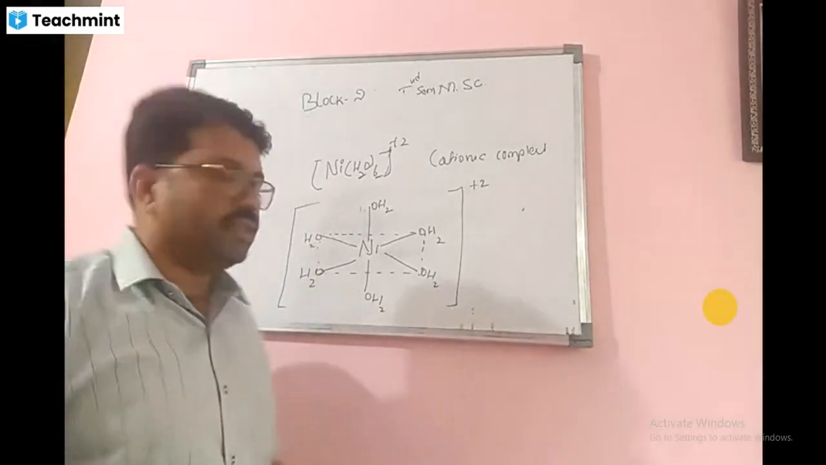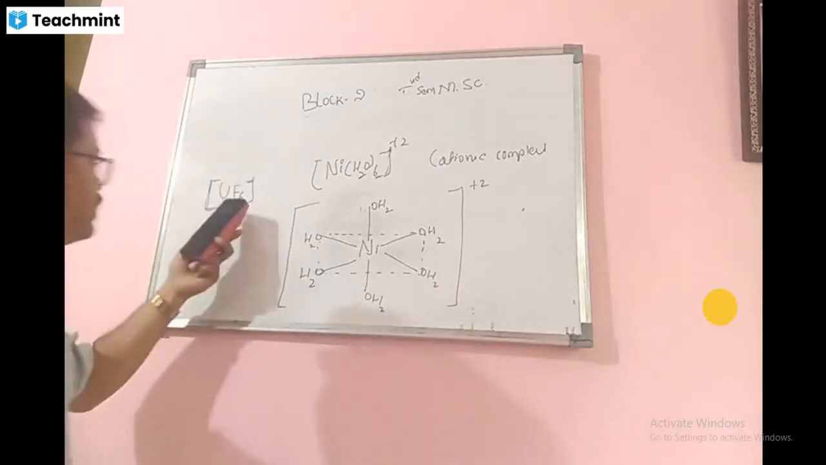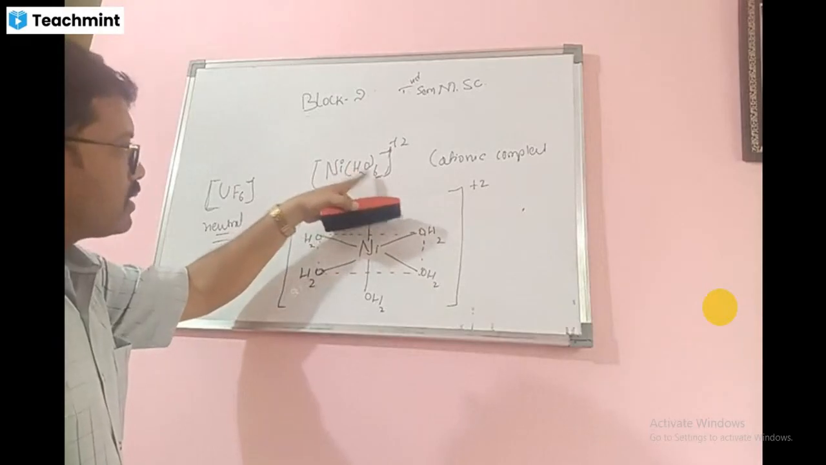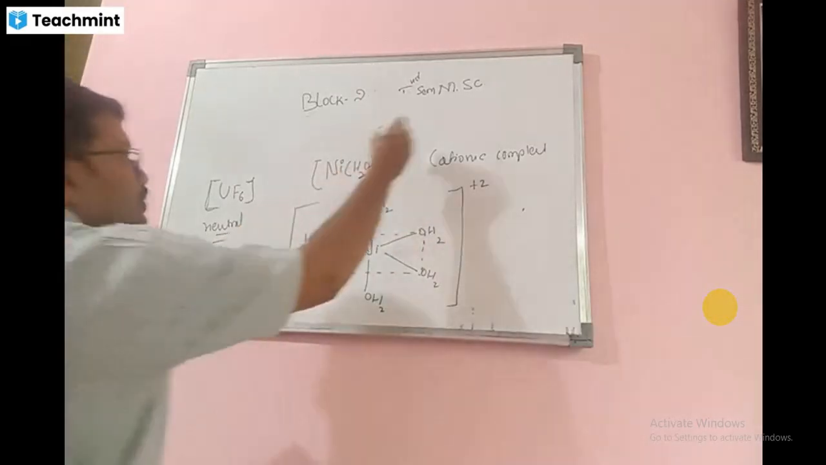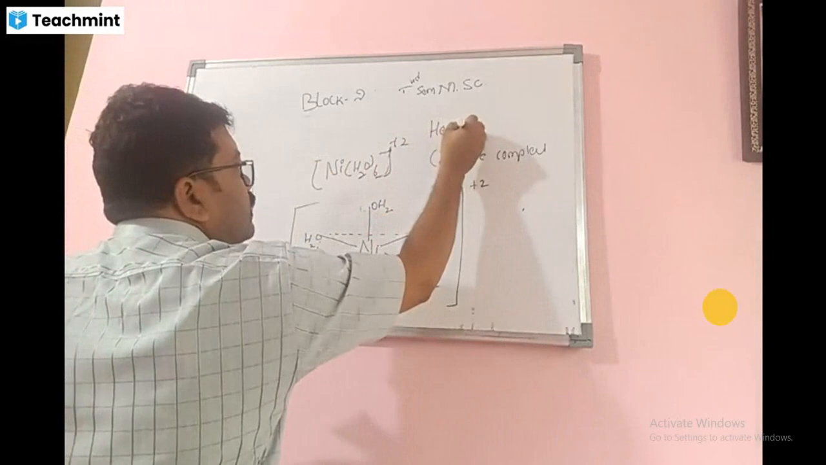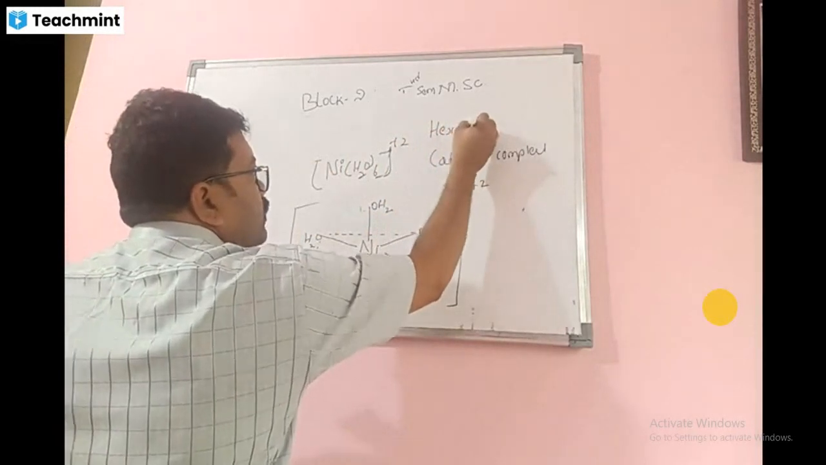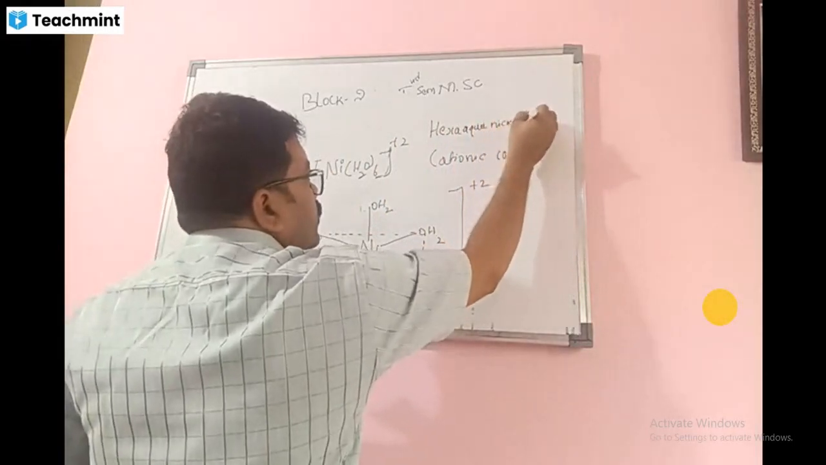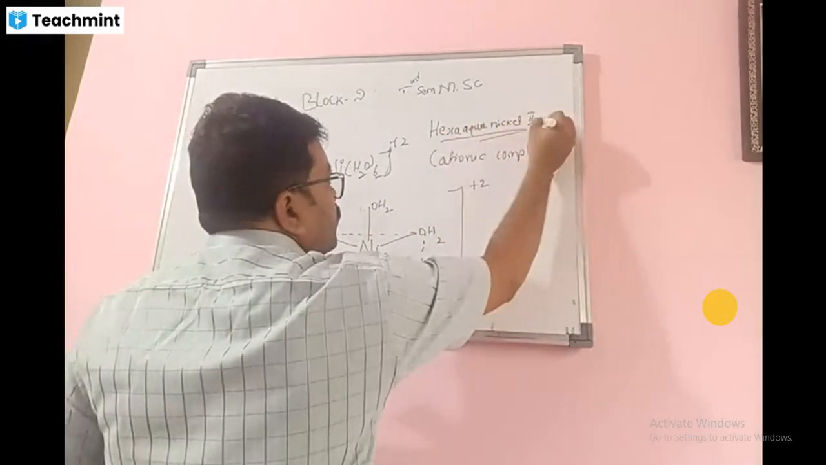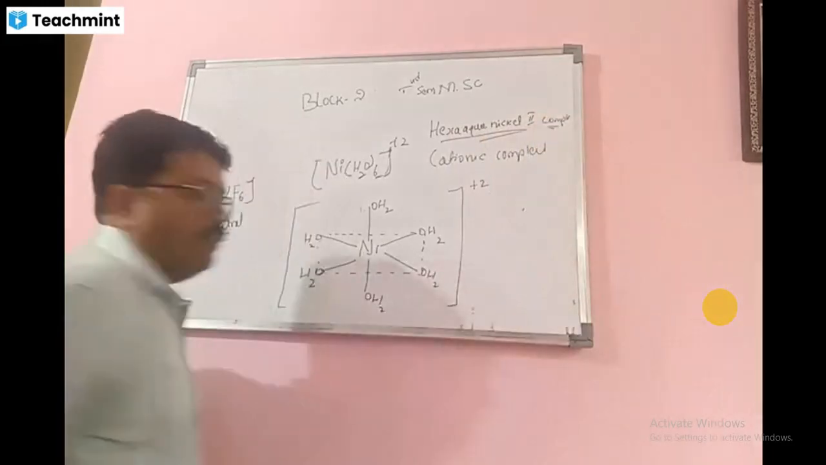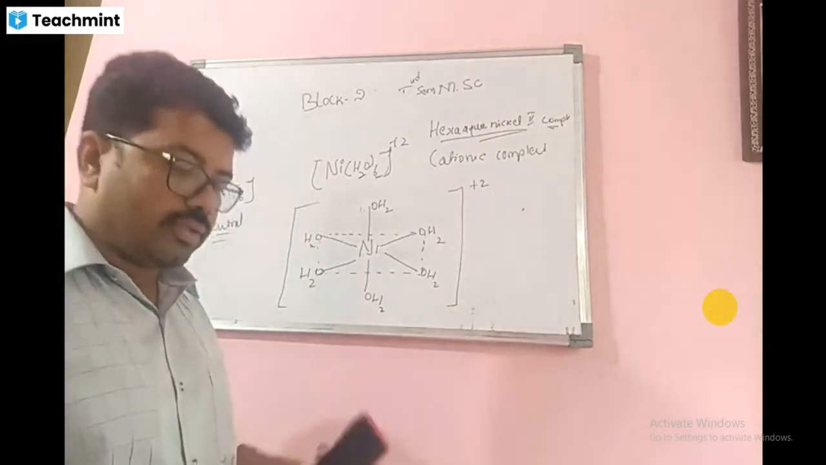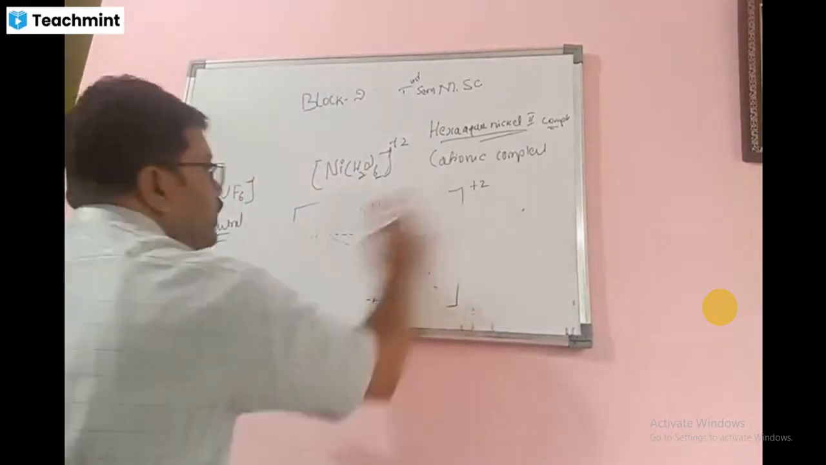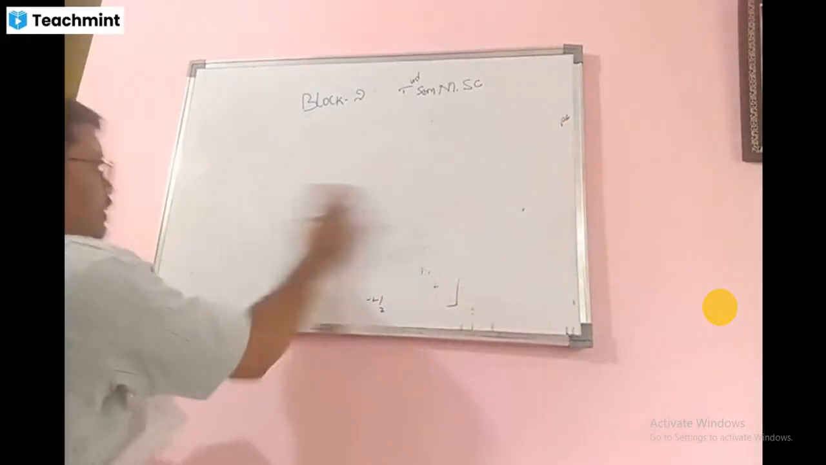I have already written this structure, hexafluorouranium. This one is hexaaqua nickel plus 2. So this is the name, hexaaqua nickel 2 complex. And this is the structure of nickel.